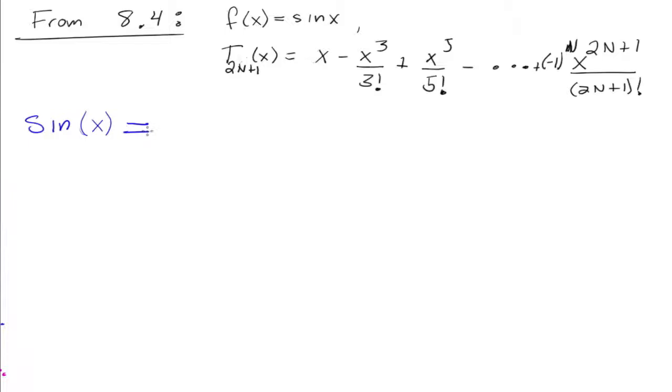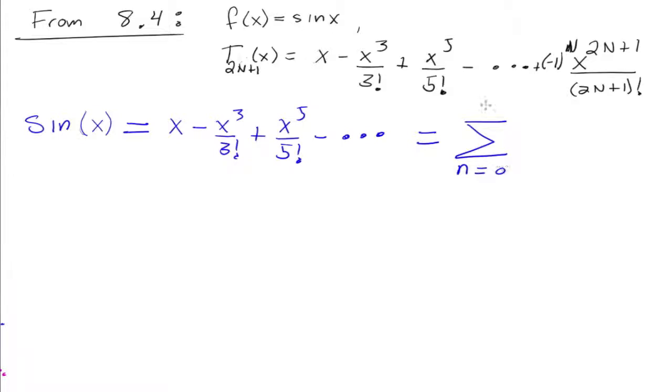But sine x is equal to the series x minus x cubed over 3 factorial plus x to the fifth over 5 factorial. But this time, we don't stop it at any point. We just keep going. So we put three dots, meaning that it's going to follow that pattern forever and ever. And if we want to write this as a Taylor series, we would write it as the series n equals 0 to infinity of negative 1 to the n times x to the 2n plus 1 over 2n plus 1 factorial. Okay, and then this is true from the theorem that we just talked about.